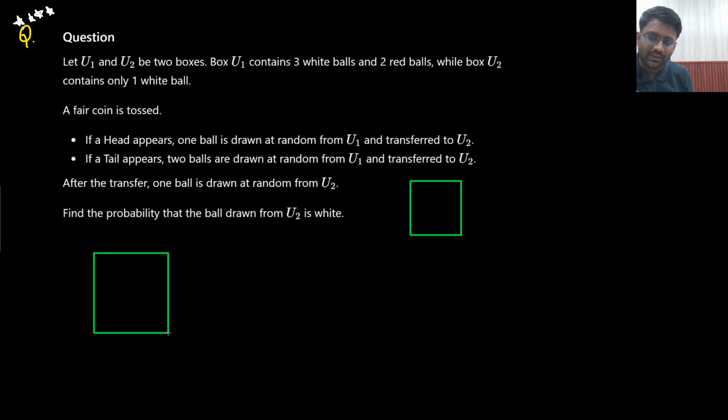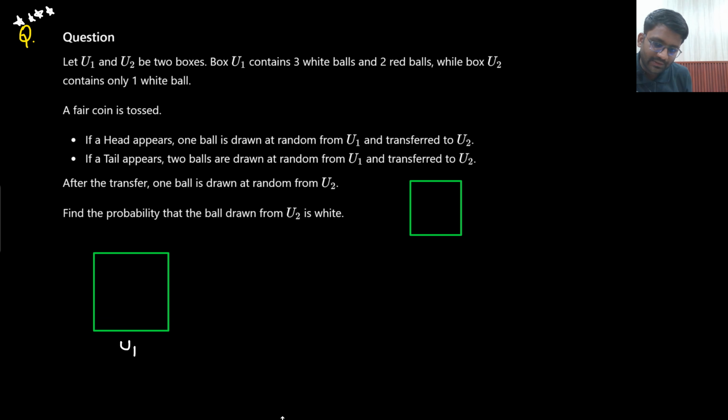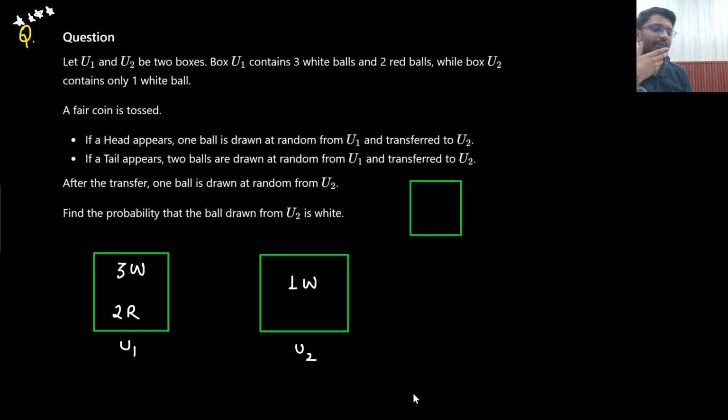What is the scenario? There is a box U1, because here there will be different cases. The probability flow diagram will be a bit bigger. So U1, U2, 2 boxes are there. In U1, 3 white balls and 2 red balls are there. For U2 there is only 1 white ball. This is the scenario. A fair coin is tossed.